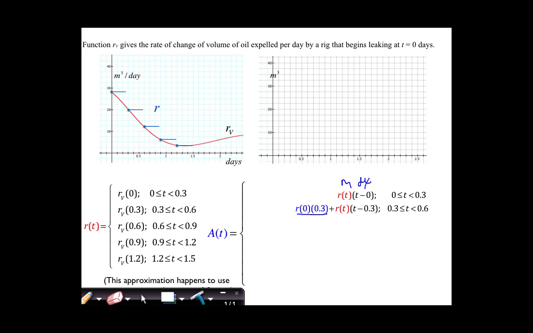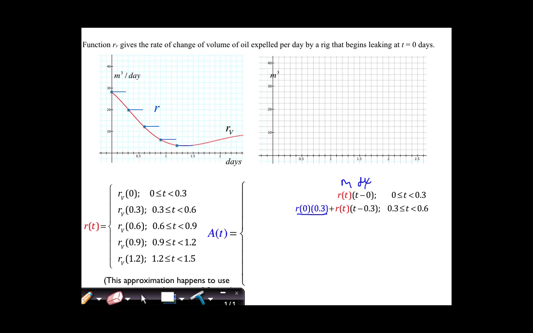It's still r of t. We find it over here. In exact form, we're using this rate, r sub v of 0.3. But if I'm anywhere within this interval, I'm going to have 8.4 for sure, plus some extra, plus whatever accumulated during the second interval that we're in the middle of.